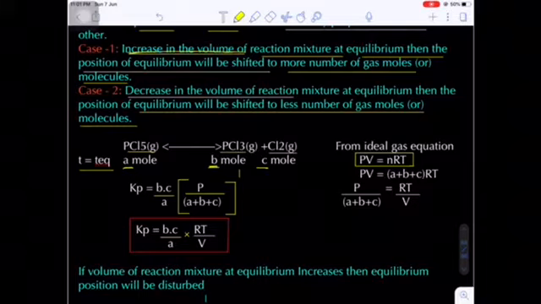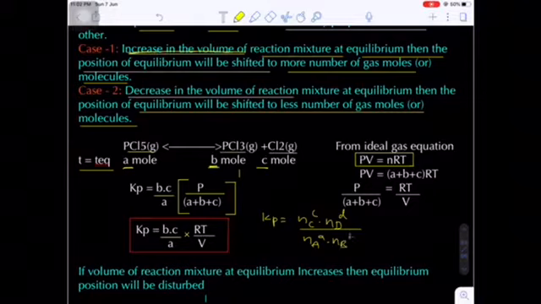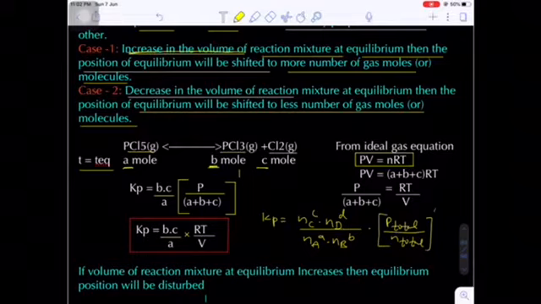Now this is the Kp expression. What is the Kp expression? Kp is equal to the number of moles of C to the power small c, times the number of moles of D to the power small d, whole divided by the number of moles of A to the power small a, times the number of moles of B to the power small b, into P total divided by N total, whole to the power delta n g. This is the general formula.